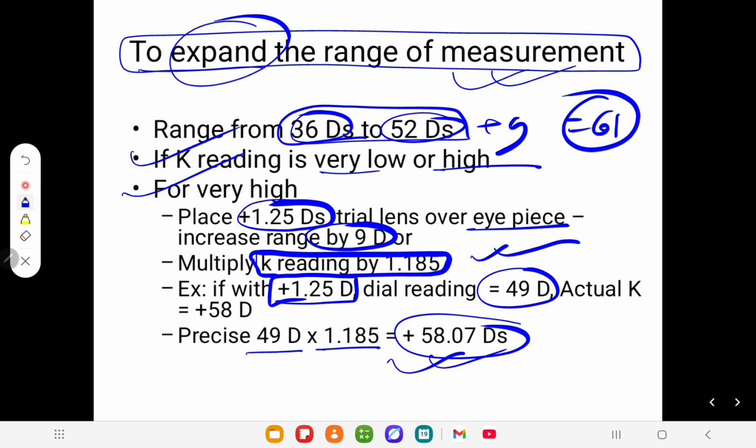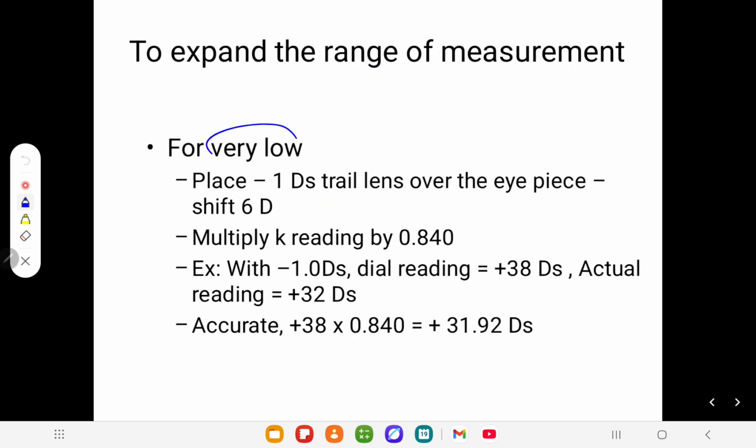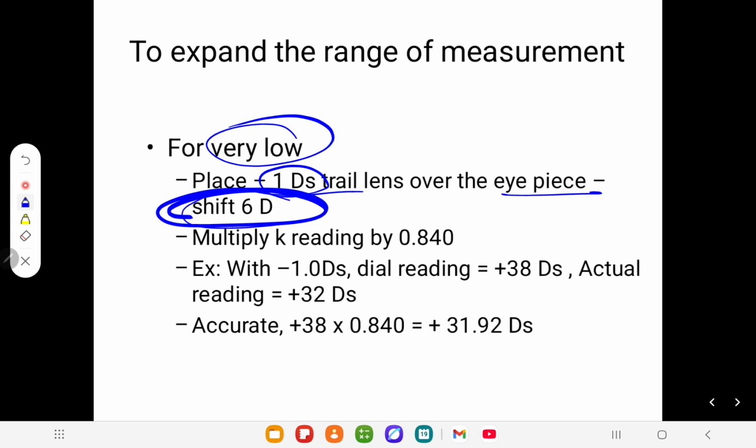That's how we calculate. So that's why it is called correction factor 1.185. It's very important to understand this point, and sometimes they ask how much diopter we have to add, which is basically 9 diopter. Sometimes an MCQ asks how much plus power we have to add, which is plus 1.25. If the reading is very low, we place a minus 1 diopter trial over the eyepiece, and the shift decreases by 6 diopter, increases by 9 diopter, and we have to place plus 1.25. Decreases by 6 diopter, we have to place minus 1.25, and the multiplying factor is 0.84.